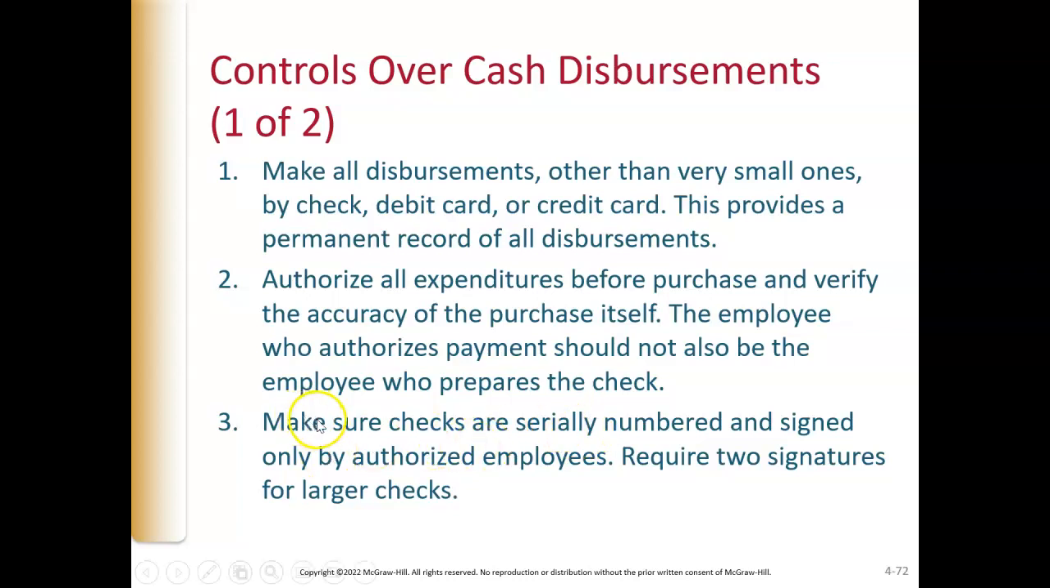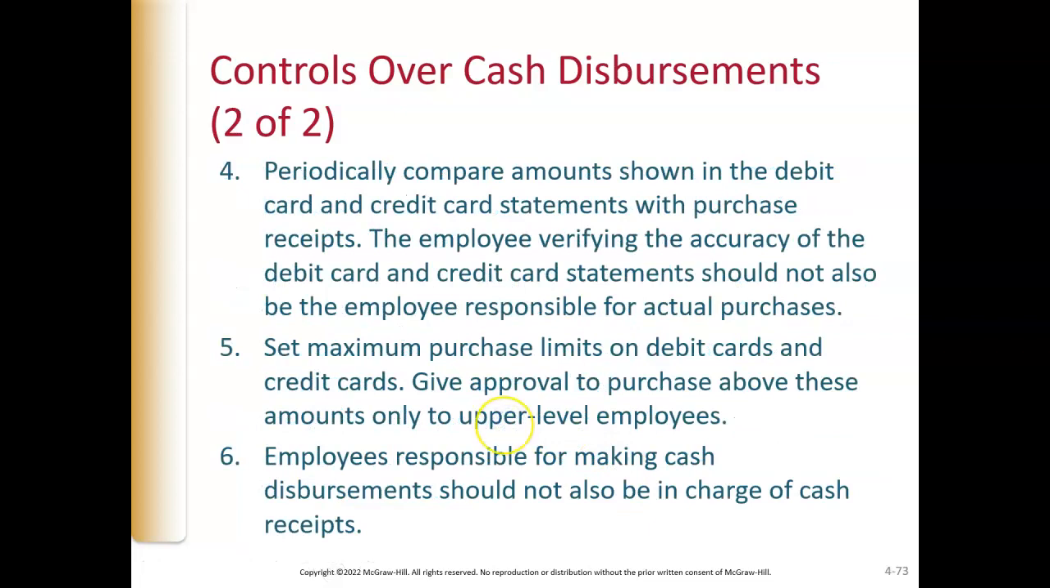So how can we control disbursements? Make all disbursements, apart from small amounts, by check, debit card, or credit card. Authorize all expenditures before purchase and verify the accuracy of the purchase. The employee who authorizes the payment shouldn't be the one who writes the check. Make sure checks are serially numbered and signed only by those who are allowed to sign checks.